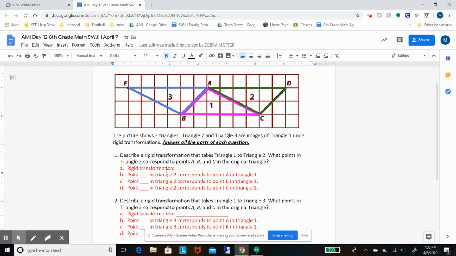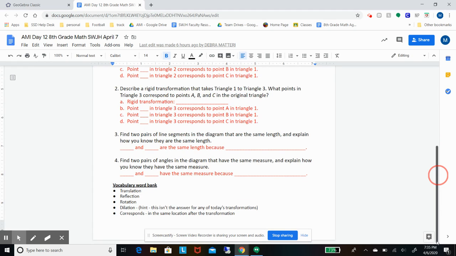First thing they're going to ask you is, what is the rigid transformation that's represented here? So the first thing you have to ask is, well, what is a rigid transformation? A rigid transformation is any transformation that keeps the same shape and same size. In other words, the pre-image and the image are congruent. And so for us, the choices for a rigid transformation would either be a translation, a reflection, or a rotation, which is down here in your vocabulary word bank.